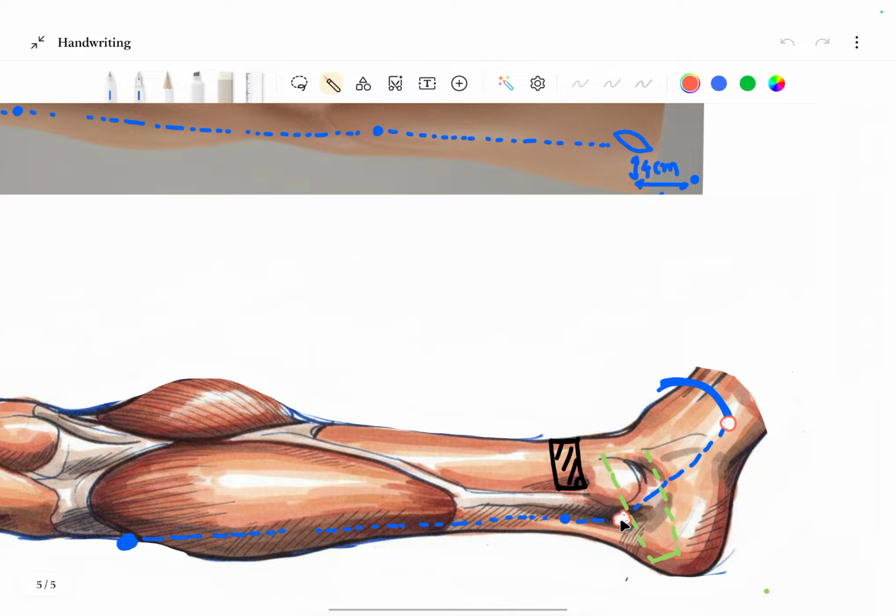Okay, clear. See here, in the great saphenous vein, the point will be in front of the medial malleolus, but in the small saphenous vein, the point will be posterior to the lateral malleolus. Thereafter, draw the third point just lateral to the tendocalcaneus.